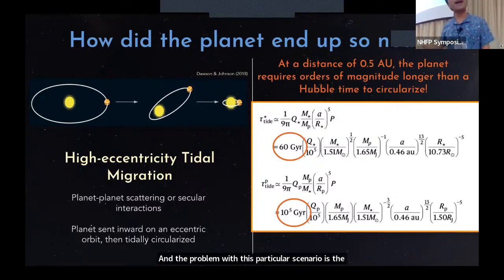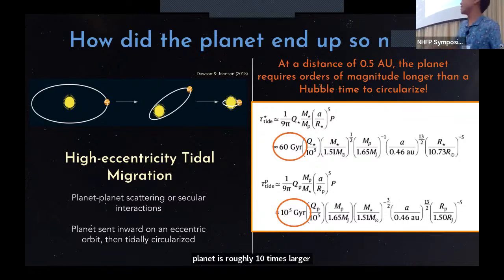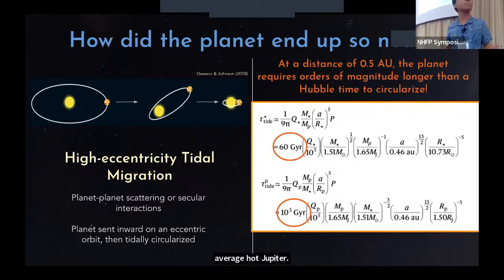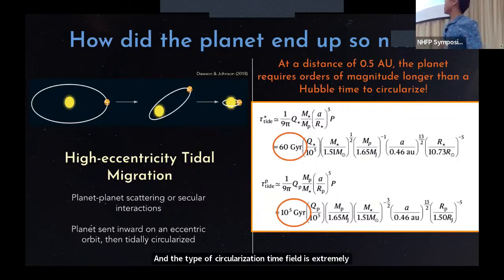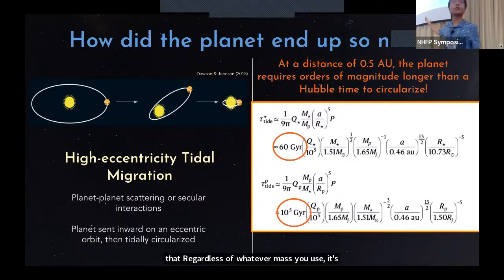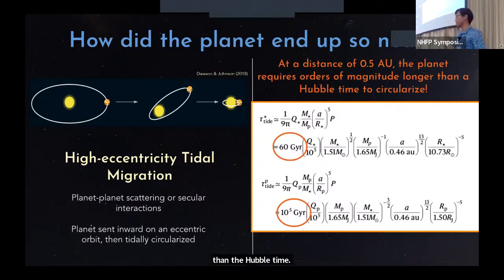At a distance of 0.5 AU, this particular planet is roughly 10 times larger in distance than your average hot Jupiter. And the tidal circularization timescale is extremely sensitive to the separation between the star and the planet. So we made some calculations, and as you can see here, regardless of whatever mass you use, the circularization timescale is going to be much longer than the Hubble time. So we don't believe that this planet could have actually circularized from a much more distant orbit itself.